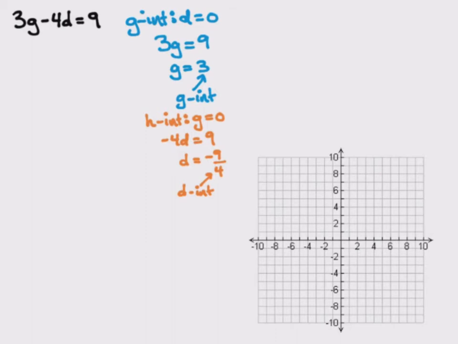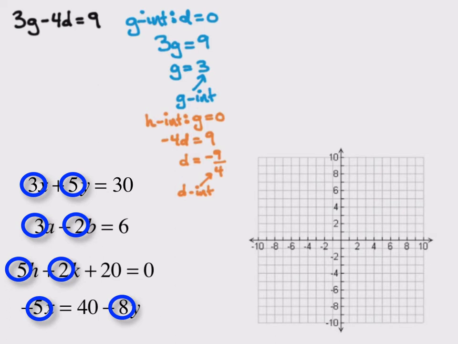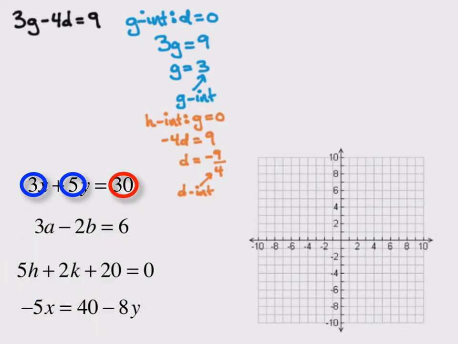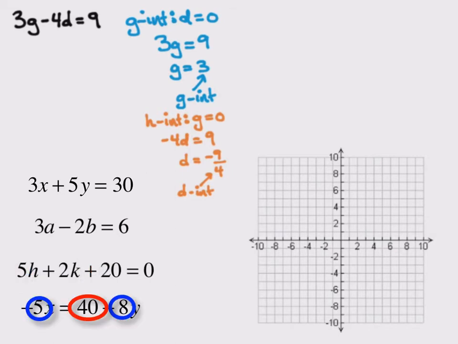Now why is it that this equation didn't have two nice intercepts, but all of the other equations we did so far did have two nice intercepts? Note, in all of the other equations, all the coefficients were factors of the constant in the equation. 3 and 5 were factors of 30. 3 and 2 were factors of 6. 5 and 2 were factors of 20. 5 and 8 were factors of 40.